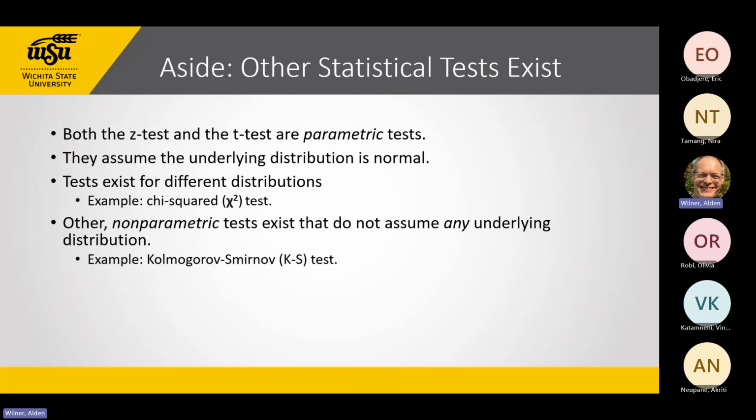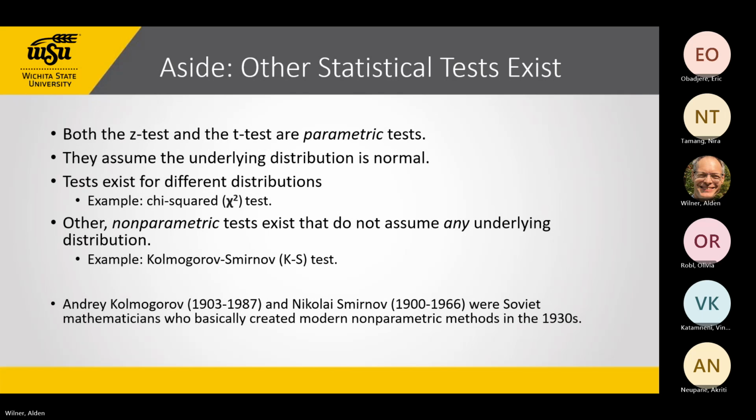An example is the Kolmogorov-Smirnov test. Kolmogorov and Smirnov were Soviet mathematicians. They basically created non-parametric methods in the 1930s. If you get into a situation where you have a small sample, you don't know the distribution, you might end up having to do that. Not in this class.